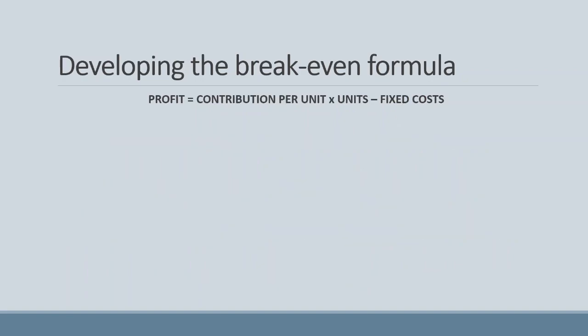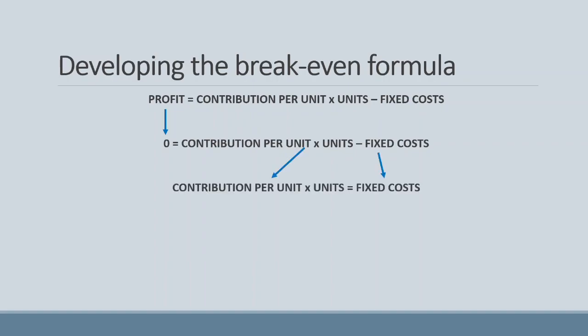With this formula in mind, we know that by definition, the break-even point is when our profit is equal to 0. Thus, we can substitute 0 in for our profit. Now we rearrange the terms to get units by itself on the left-hand side of the equation. This gives us our break-even formula of units is equal to the fixed costs divided by the contribution per unit.